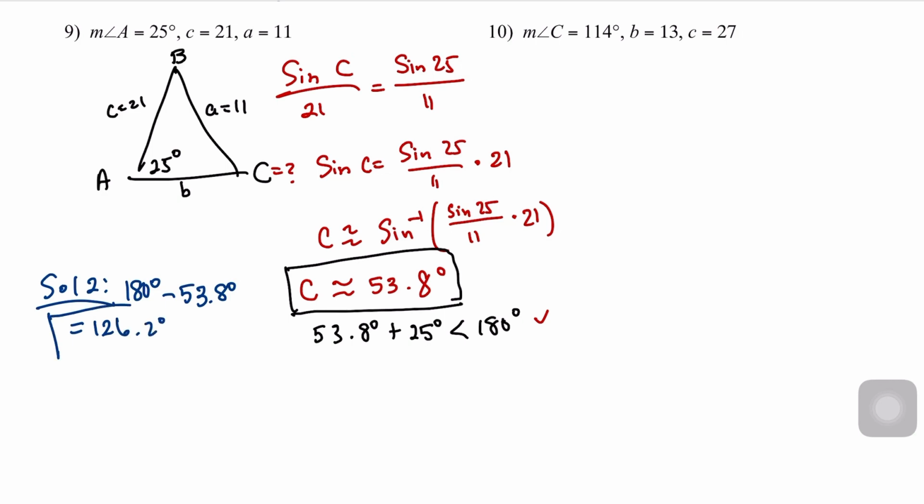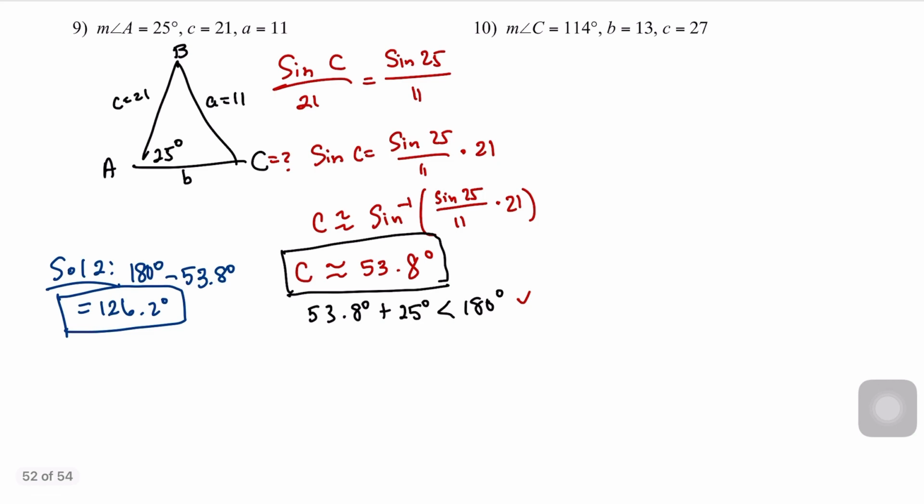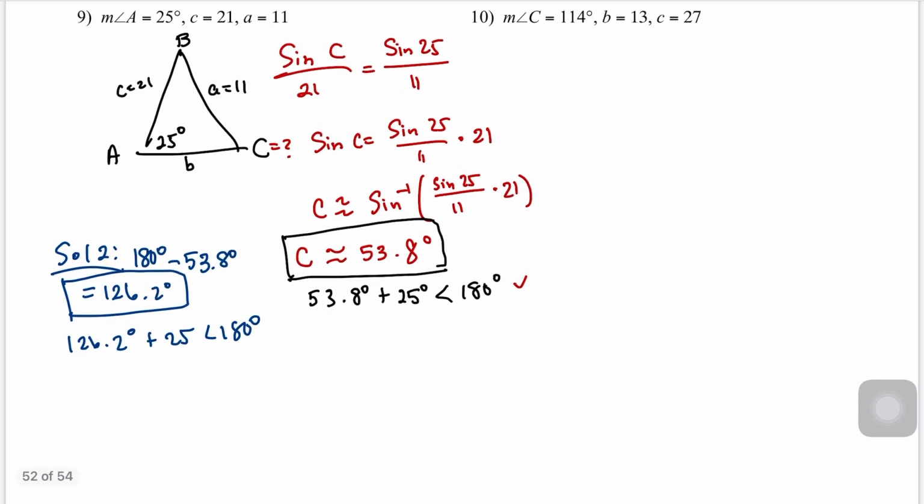Now the question is, I'm going to go ahead and box it, but then verify if this in fact can be an actual answer. So in order to do this, I take the 126 degrees and add it to the 25 and ask myself, is that under 180? Now for this part, I will add it on my calculator just to ensure that it is under 180. And it is. It's 151.2. That means that we have another triangle that is a possible setup for what we have here.